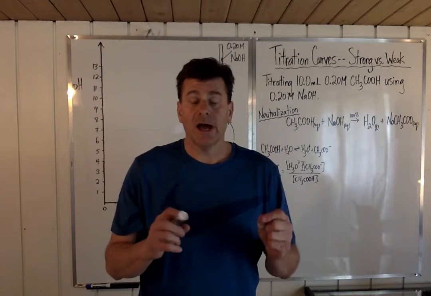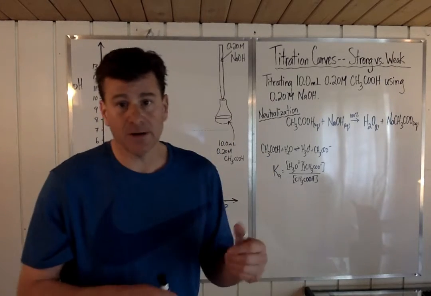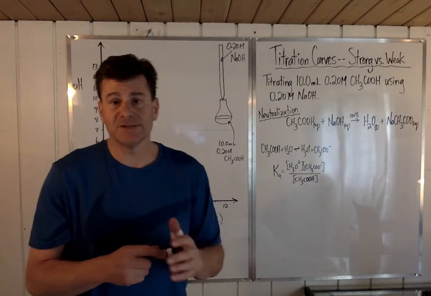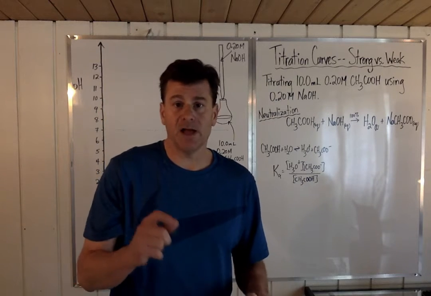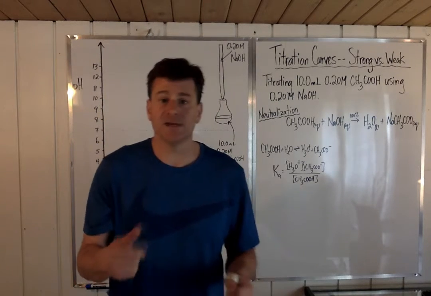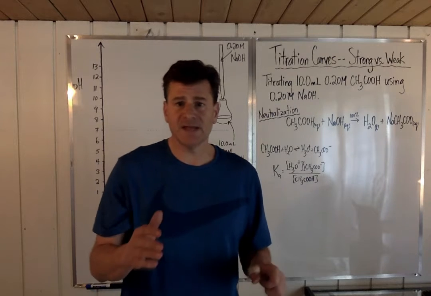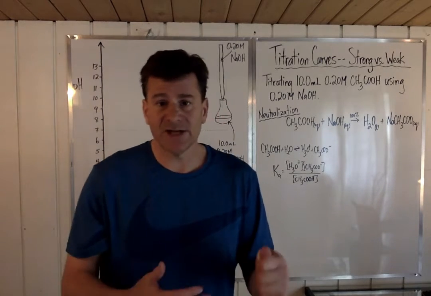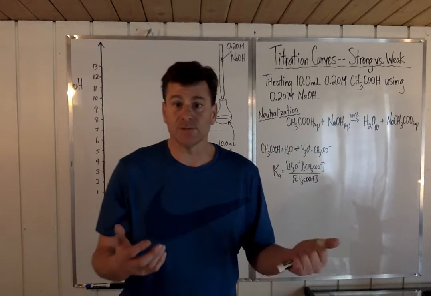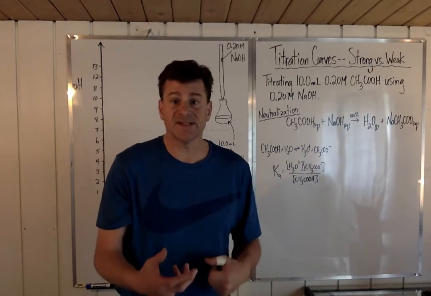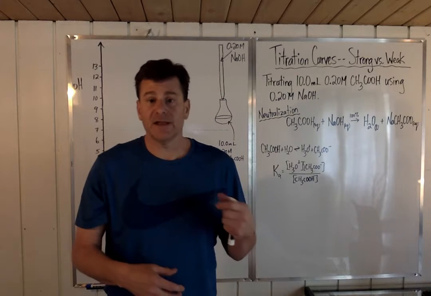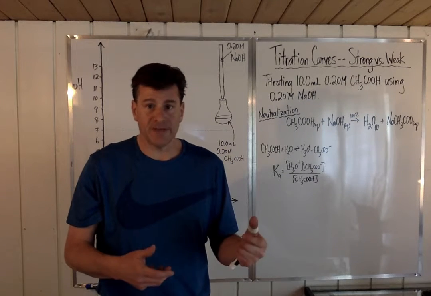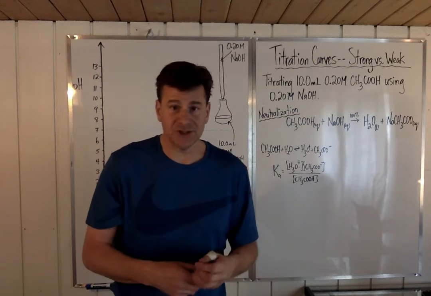So my example, and I've put it up here on the board, is that I'm taking a sample of acetic acid, CH3COOH. It's a 10 mL sample. And I'm going to titrate with sodium hydroxide, which is a strong base. So the acetic acid is a weak acid, and sodium hydroxide is a strong base. So that's our combination.